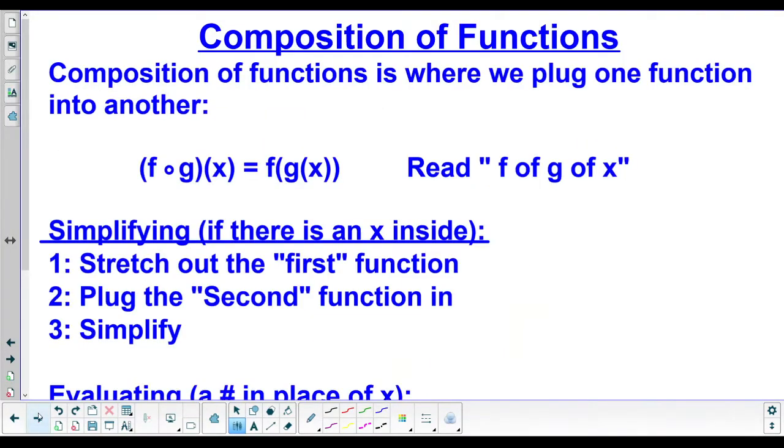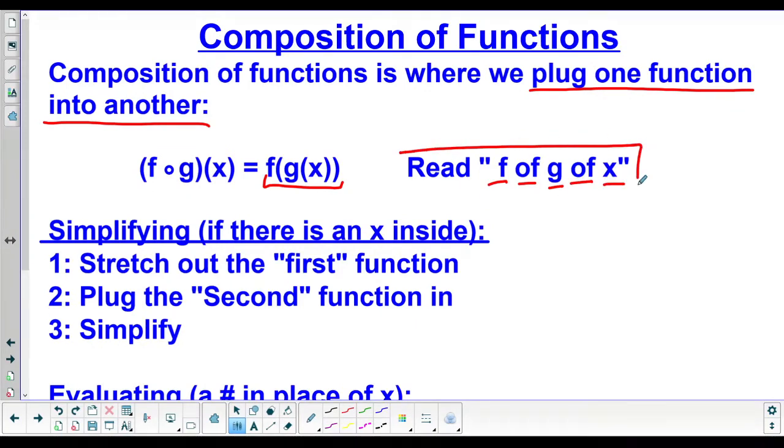Let's start with some terminology and some instructions on what we're going to do so that we have an idea of how we're going to handle everything. A composition function is where we plug one function into another function. What you're going to see typically is something like this. You're going to see f of g of x. And if you want to say this out loud, the way you say this is f of g of x.